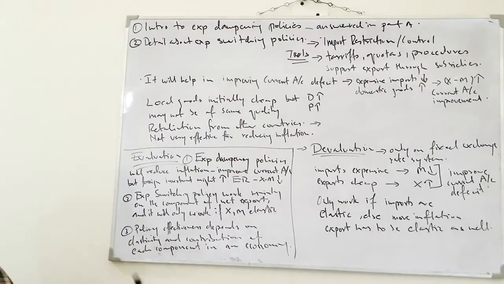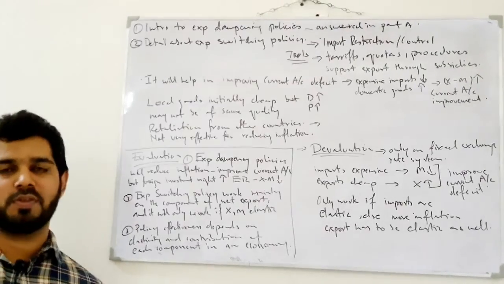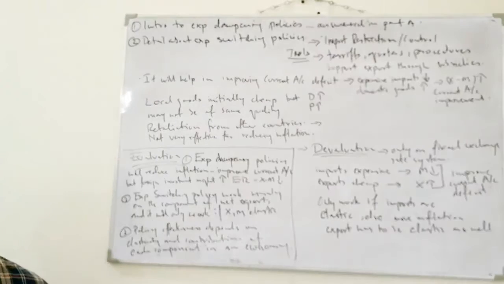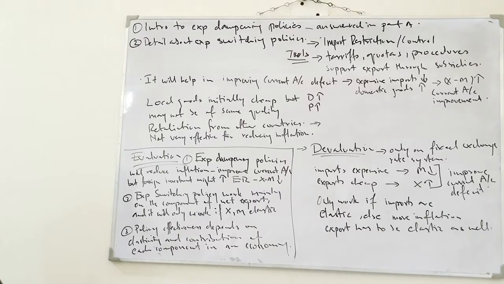Now let's talk about the evaluation. Since it is a 12 marks question, we need to evaluate the answer. So how will we evaluate? Listen carefully. Expenditure dampening policy, which is expenditure reducing policy as well, will reduce inflation. Of course, it will reduce inflation because the aggregate demand curve shifts leftward. This will reduce the demand pull inflation. It will also improve the current account. How? Because the overall expenditure is reducing, so imports will reduce. Your net export will improve, and as a result your current account deficit will improve.